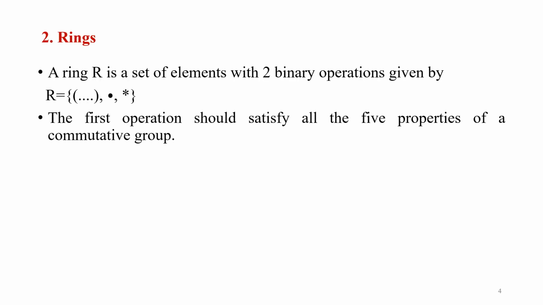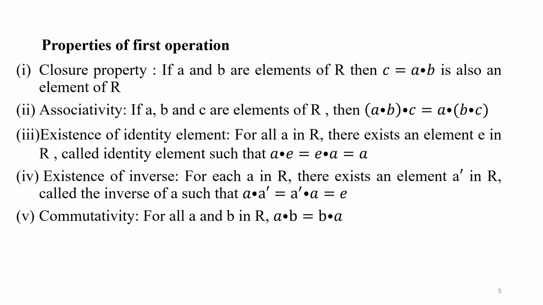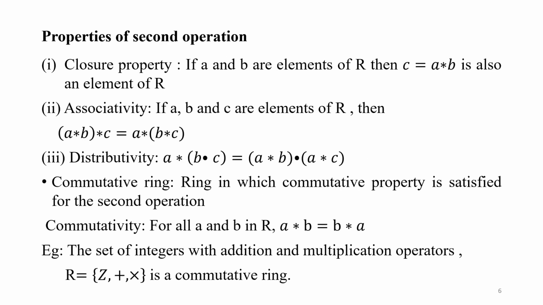Rings. A ring R is a set of elements with two binary operations, dot and star. The first operation should satisfy all the five properties of a commutative group. Properties of first operation: closure property, associativity, existence of identity element, existence of inverse, and commutativity. Properties of second operation: closure property, associativity, distributivity, which is defined as A star (B dot C) equal to (A star B) dot (A star C).